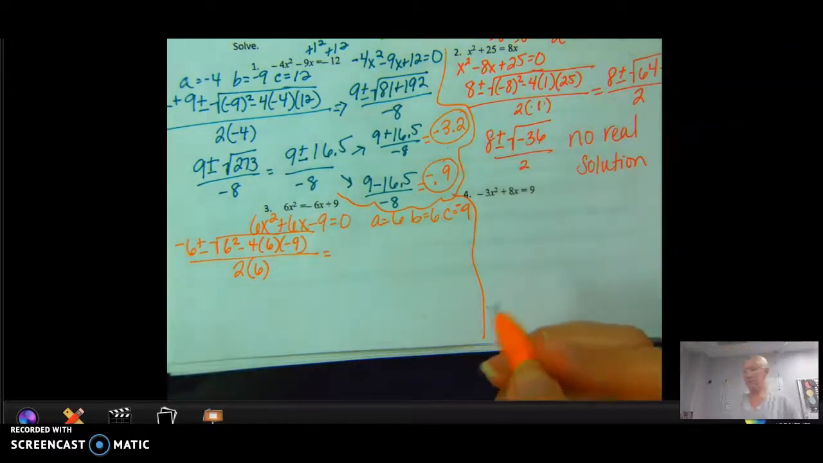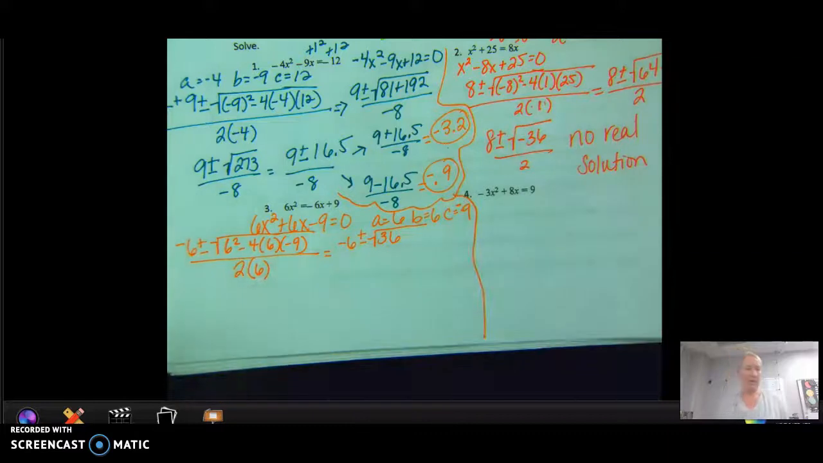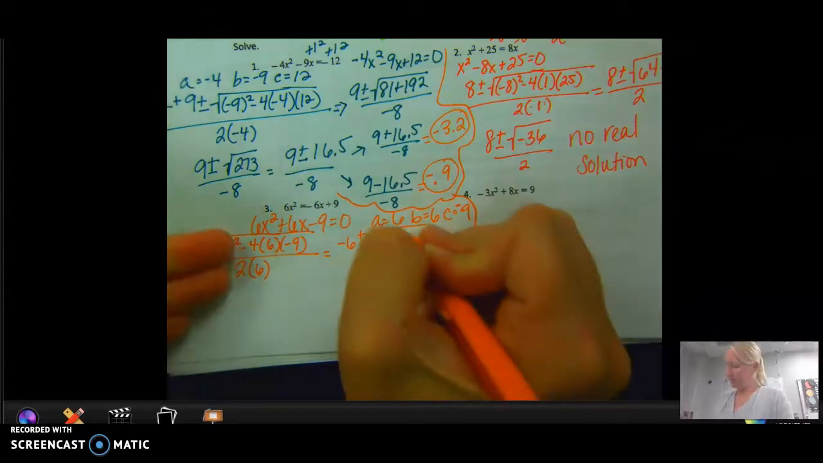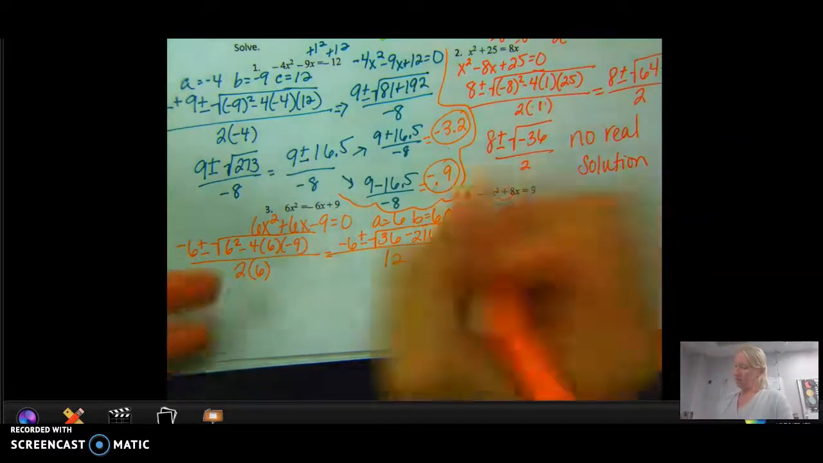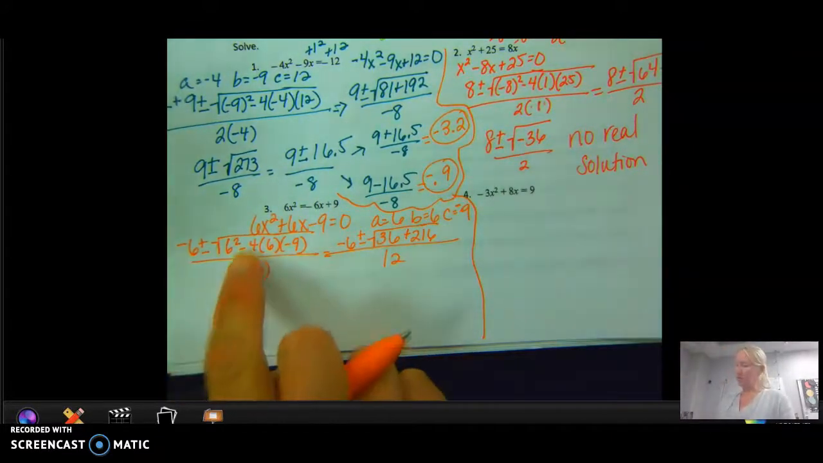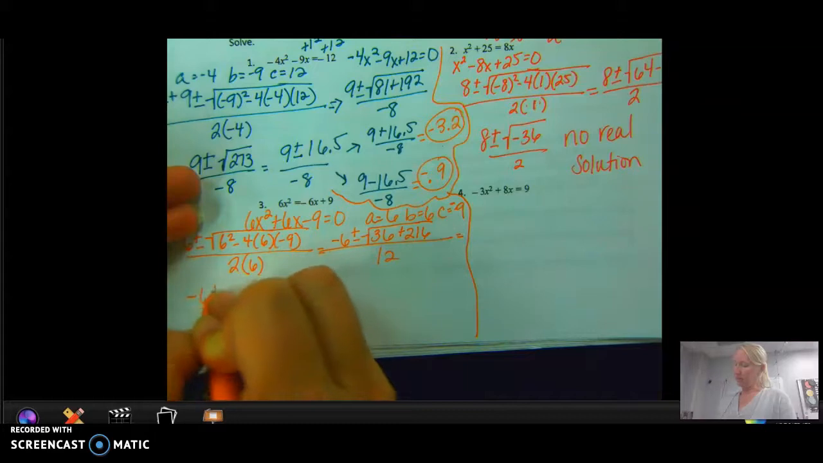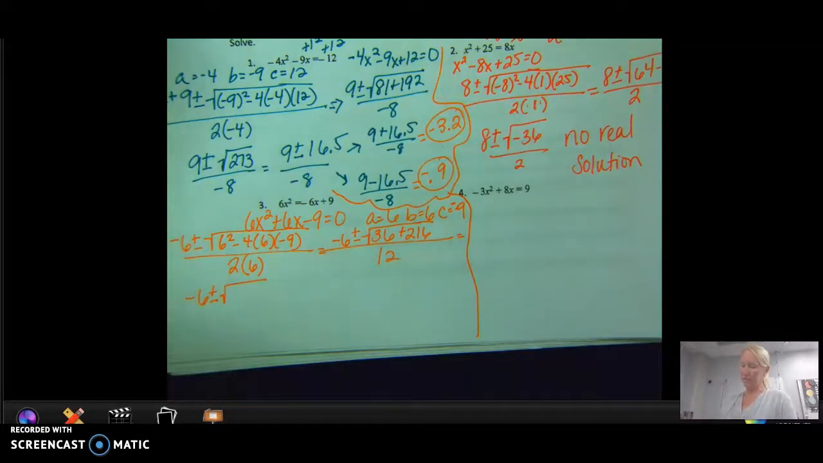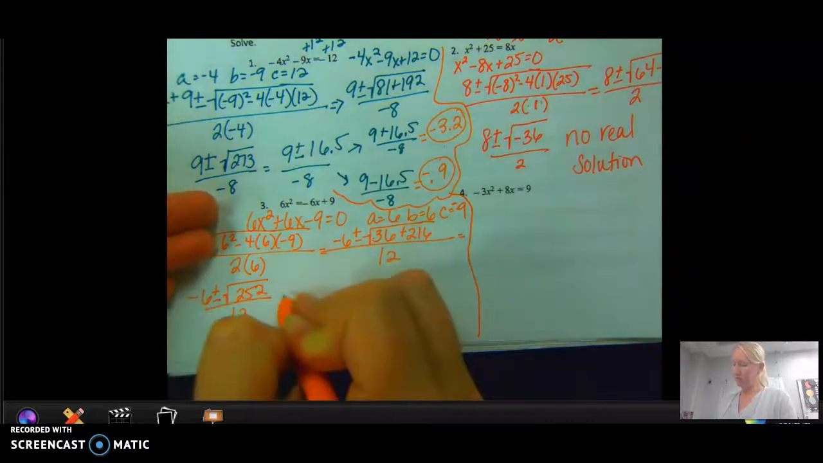Okay, so if I reduce this, negative 6 plus or minus the square root of 36. Negative 4 times 6 is negative 24. Negative 24 times negative 9 is 216, all that over 12. And that is a positive 216 because I had a negative 4 times a negative 9 times a positive 6. All right, so now I'm going to start reducing that. I get negative 6 plus or minus the square root of 36 plus 216, which is 252, over 12.